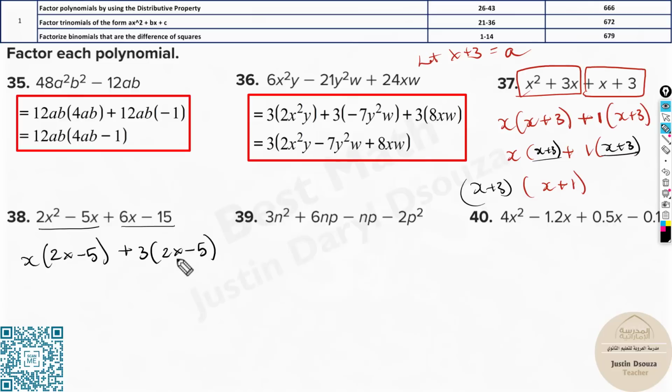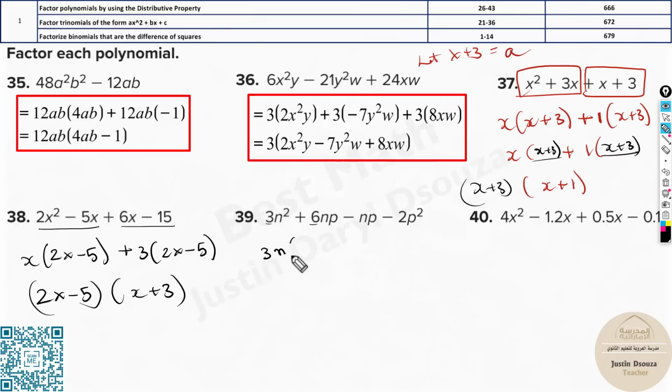Now 2x minus 5 is common again, so I'm going to remove that term outside. 2x minus 5 multiplied by what remains, which is x plus 3. That's the answer. That's the factors. Let's do it again. Here I can see 3 and 6, so I'll remove 3 outside.